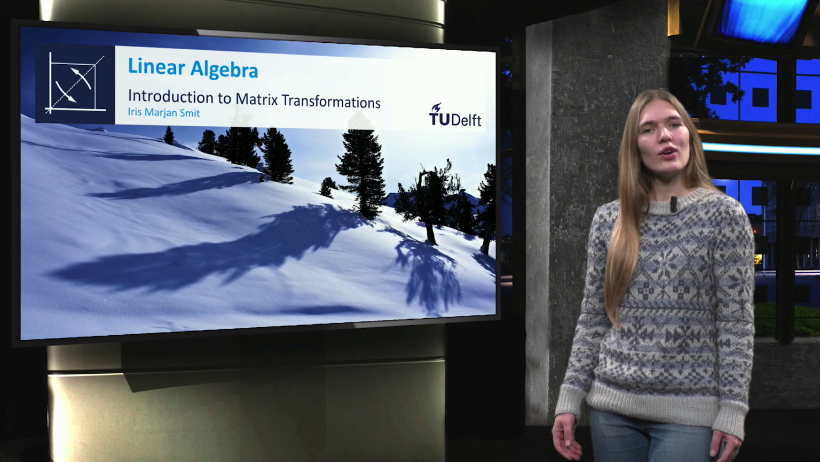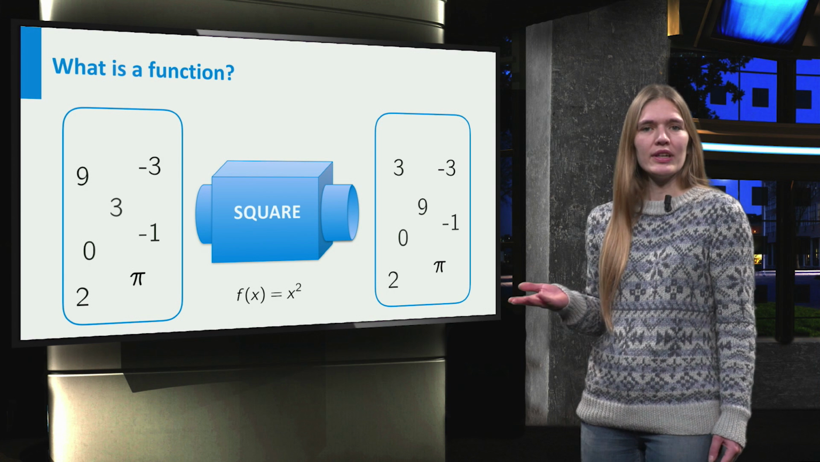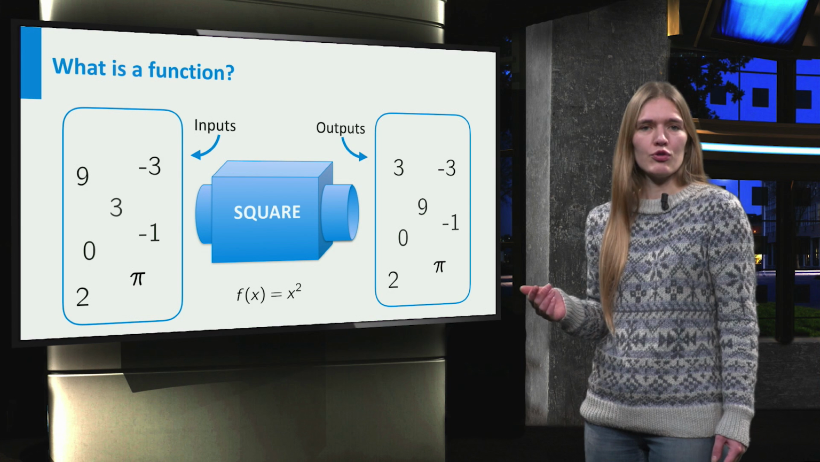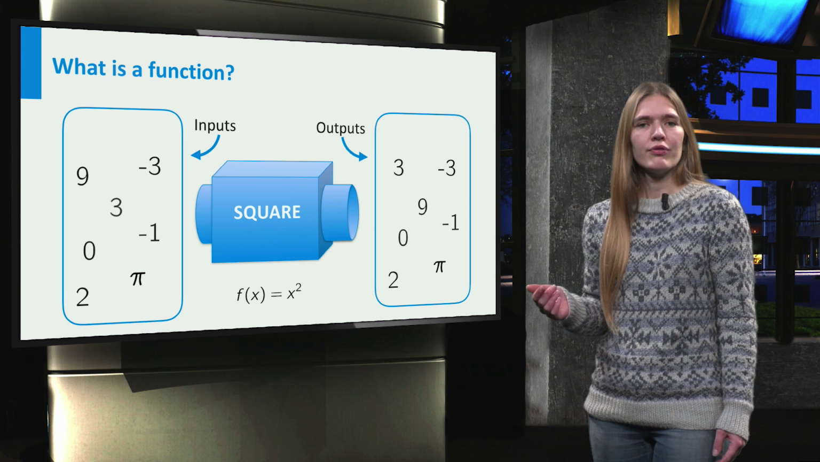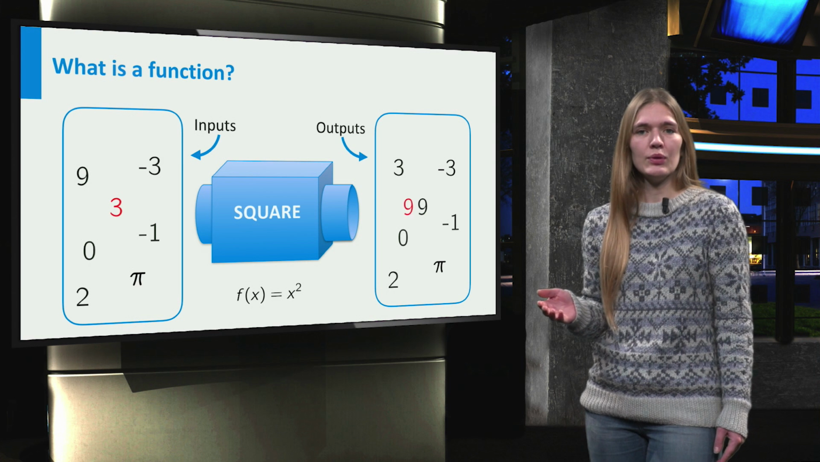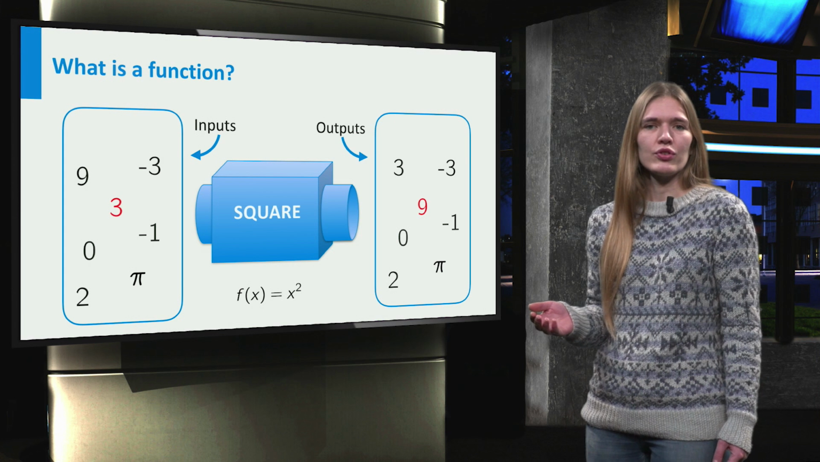Welcome. You are already familiar with the general concept of a function. A function can be seen as a machine that transforms an input to an output. For example, the function square takes the input 3 to the output 3 squared equals 9. Let's review the terminology related to functions.